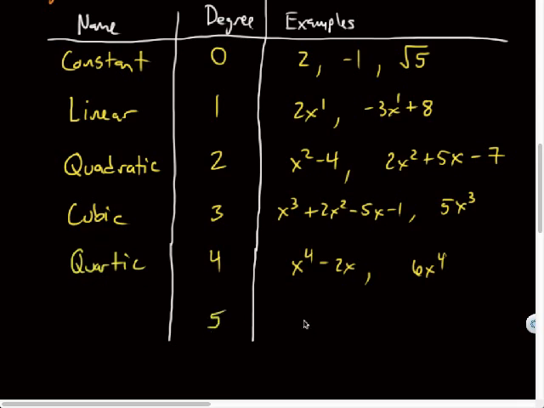Fifth degree, this will be the last one we refer to, x to the fifth minus 2x plus 1, let's say. So a fifth degree polynomial is called a quintic.